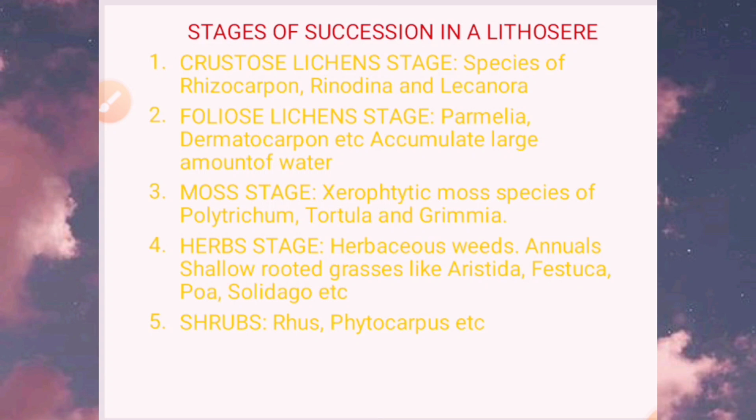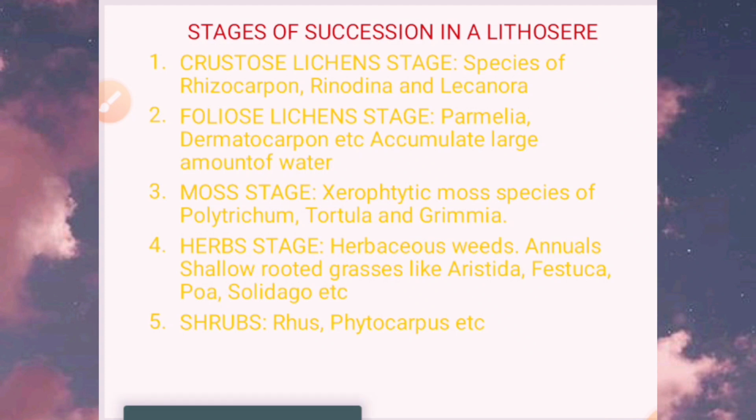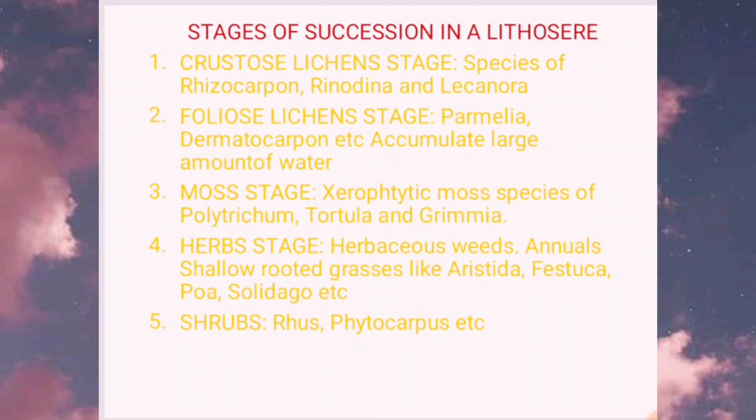In this crustose lichenous stage, different species of lichens invade the bare rock. For example, species of Rhizocarpon, Rinodina, and Lecanora invade the rock. For example, we have a rock, and this rock is invaded by different species of lichens. The conditions over there are very extreme.